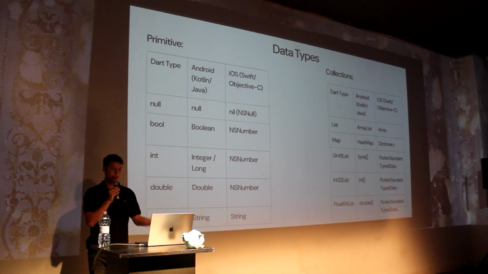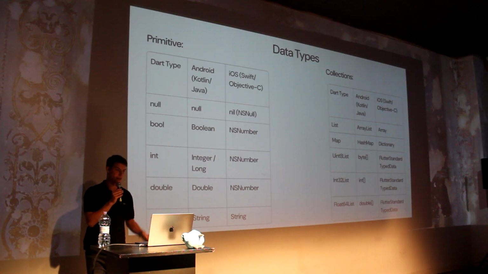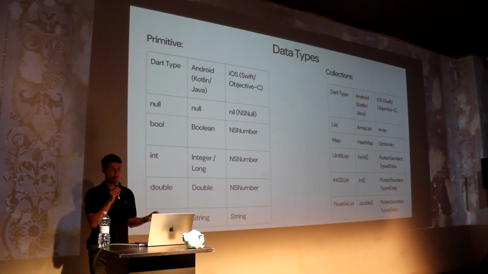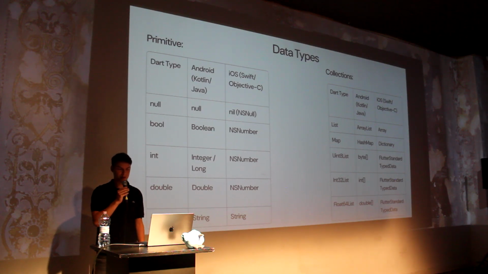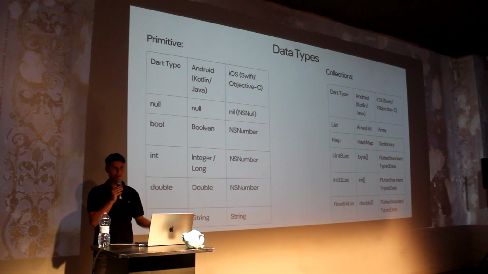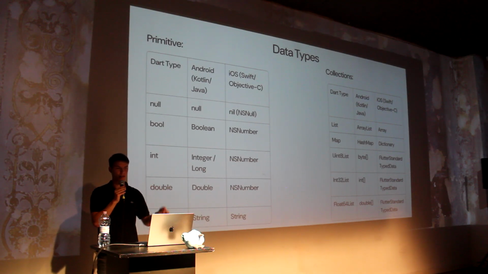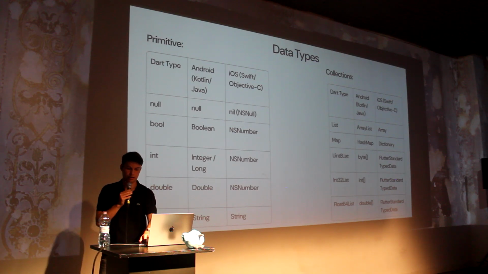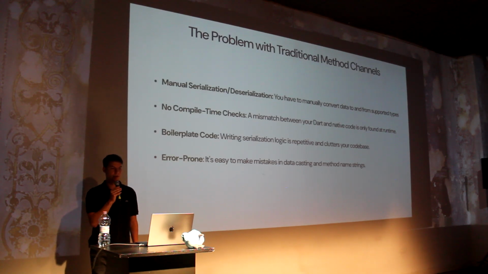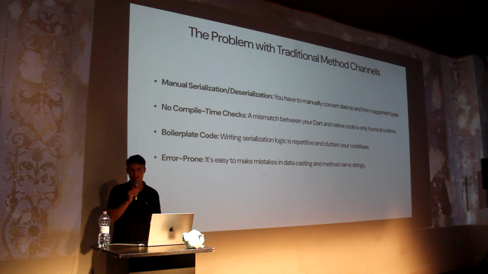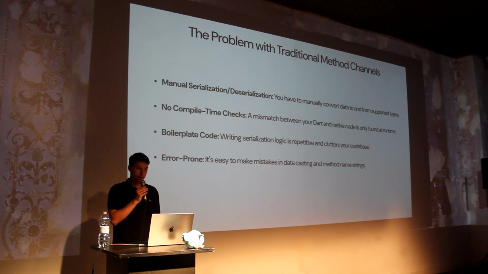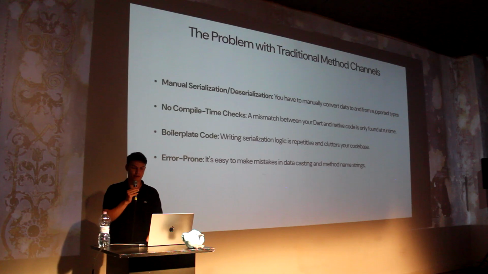Via method channels, you can send primitive data types like null, boolean, double, or integer. But the problem is that for the most part, when you are sending this data, it will be sent as a list of objects, which is not ideal. And then you need to do manual serialization. There are no compile-time checks. There is a lot of boilerplate, and writing method channels is painful. So we needed a way to handle it better.